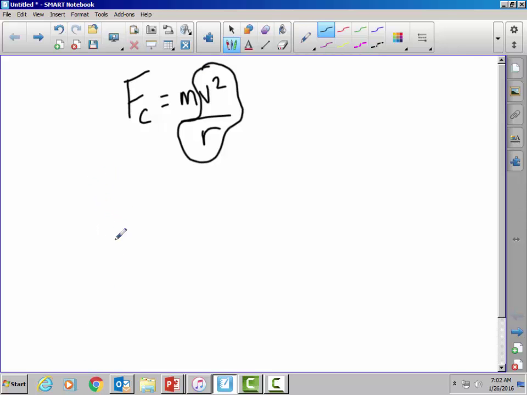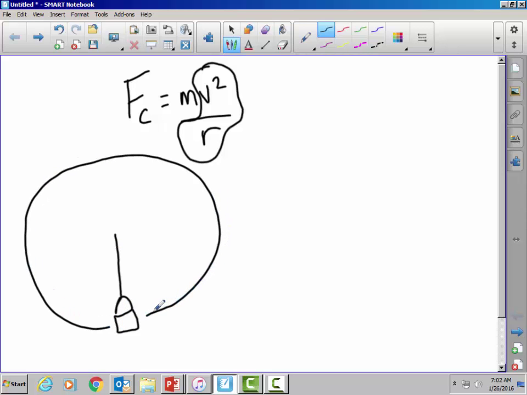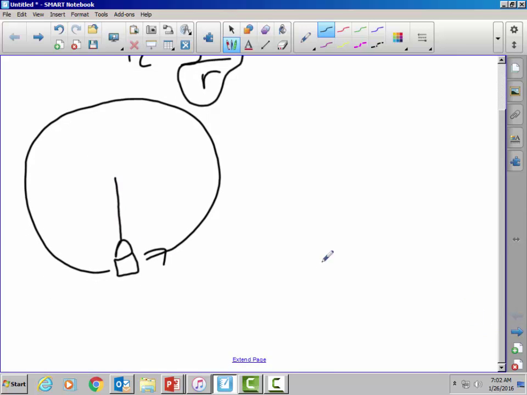So let's take a look at what we did in class today with our bucket of water, right? And this bucket of water was twirled in a circle. That's kind of a bad circle, but that's all right. And in this bucket, I want to look at two specific points. I want to look at the bottom of the circle. I also want to look at what's happening up here at the top of the circle. And we can talk really briefly about the side here too if we have time.